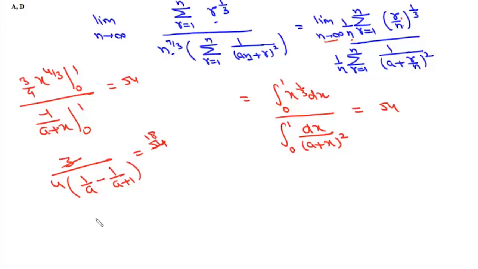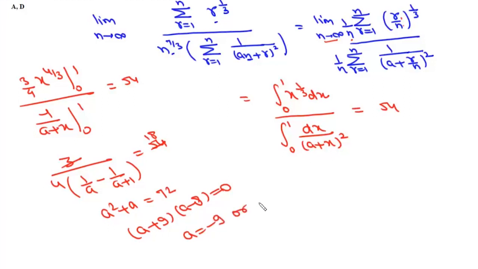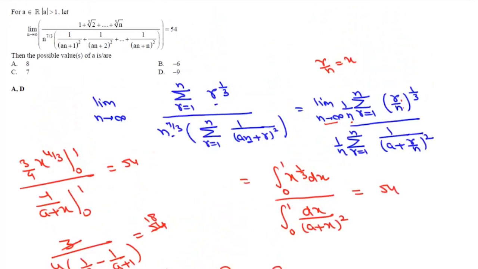Now this is 18. So we'll get a square plus a equals 8 into 9. So it will be (a plus 9) into (a minus 8) equals 0. So value of a is either minus 9 or value of a is 8. So the options are A and D.